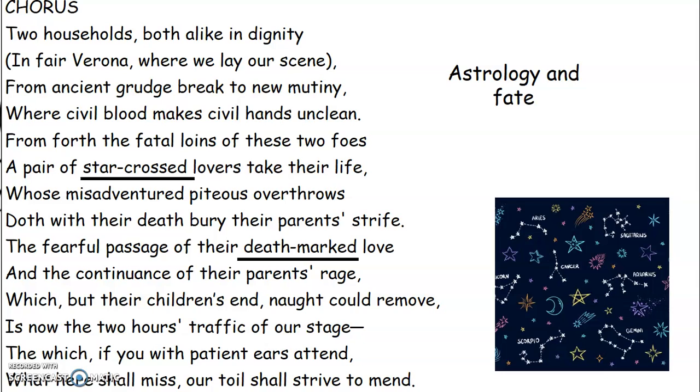So the audience knows that these two people, these two lovers, Romeo and Juliet, are going to die. They find out they're going to die within the prologue, right at the very start. So the whole way through the play, every loving scene we see between Romeo and Juliet, we know they're going to die, so it heightens the emotion.